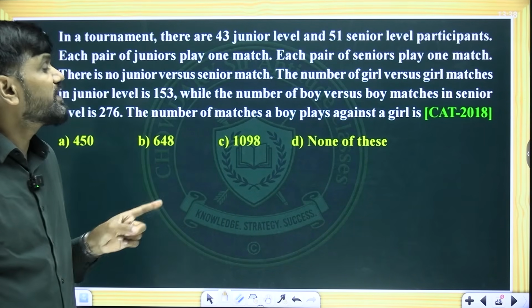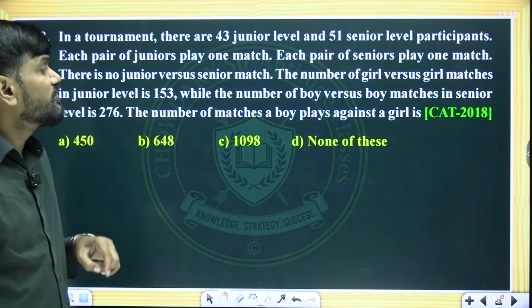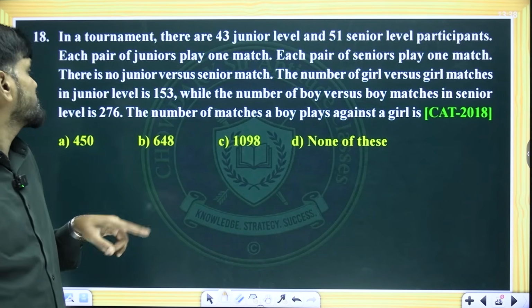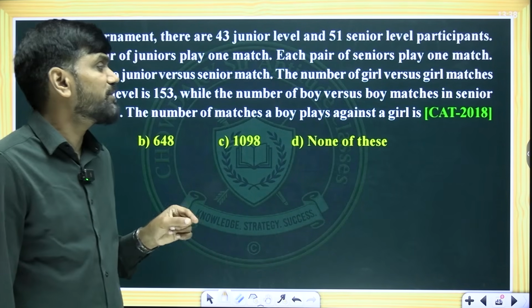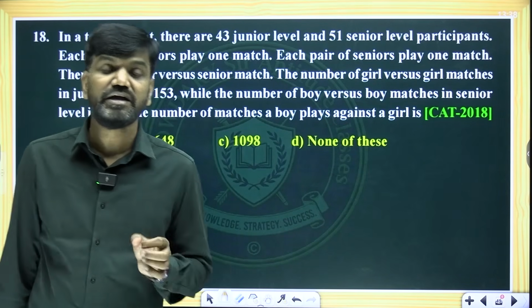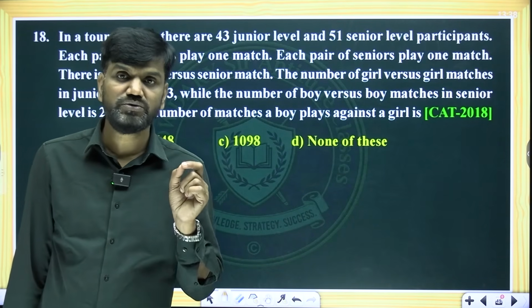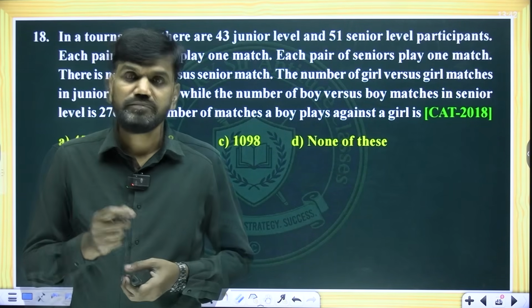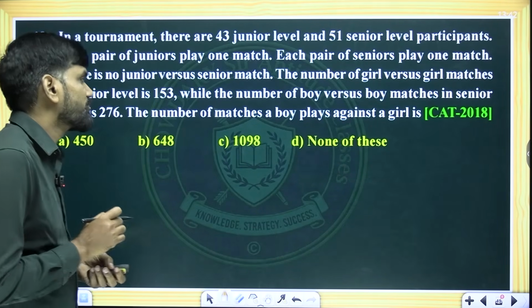Next, the number of girl versus girl matches in junior level is 153, while the number of boy versus boy matches in senior level is 276. The total number of matches where a boy plays against a girl is what? This is the problem that was asked in the CAT exam.